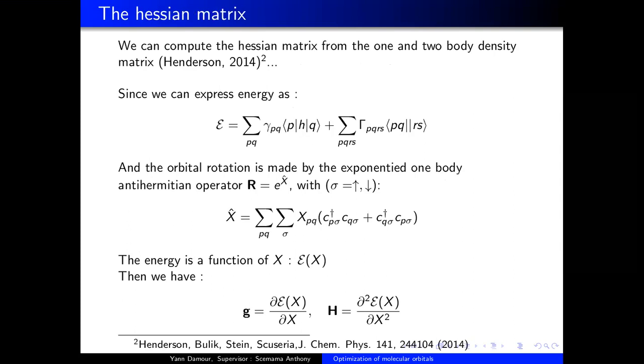So we have to compute the Hessian matrix, and since we can express the energy as the sum of the one-body density matrix elements multiplied by the one-electron integrals plus the two-body density matrix elements multiplied by the two-electron integrals, and the operator X is a function of the orbital rotation operator, we can express the energy as a function of X. By differentiating, we can obtain the gradient and Hessian as a function of the one- and two-electron integrals and the one- and two-body density matrices.